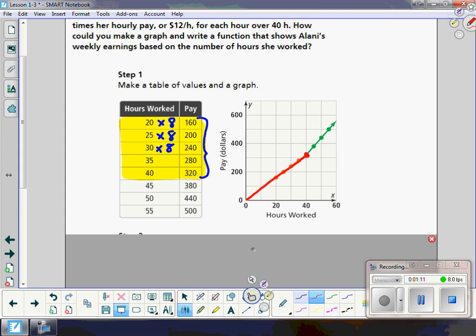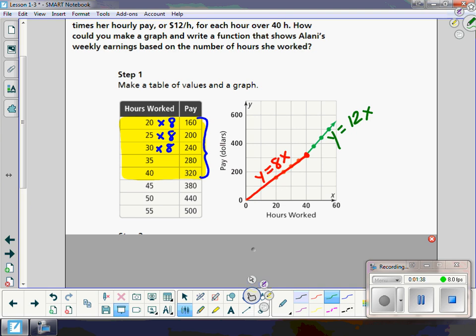If you notice, the green line is a little bit steeper because after that, she's going to be making $12 per hour beyond that, so the slope is going to change. It's going to go up. This red graph is just 8x. But for the green graph, the steepness changes. The slope changes to 12x.